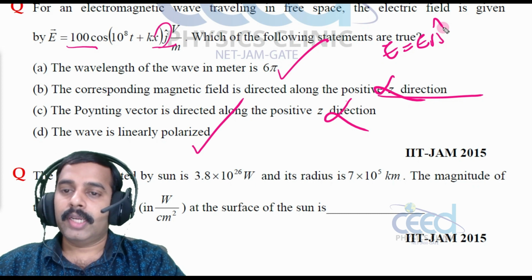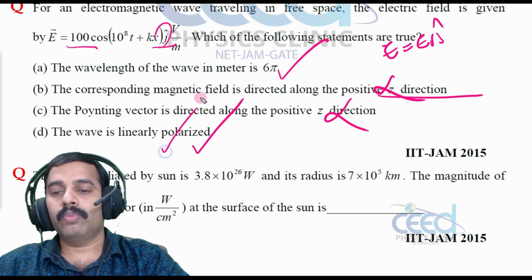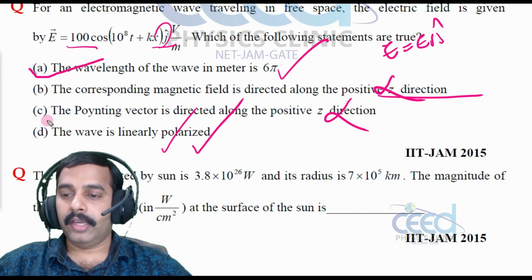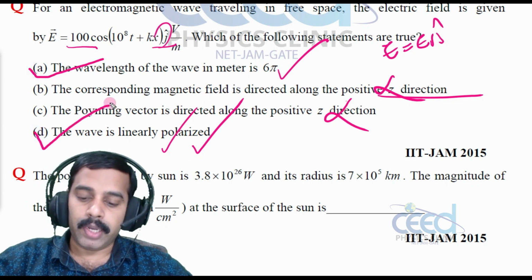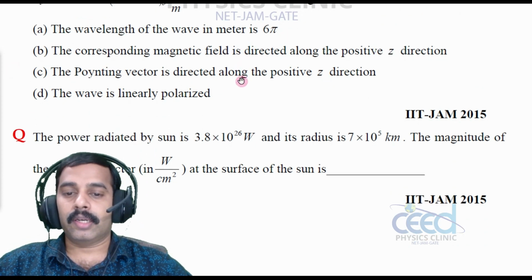To come out with a circular or elliptical polarization, we need two components, right? It has only one component, so it should be linearly polarized. So option A and D are correct. This is a multiple answer type question. Okay, so A and D is correct.